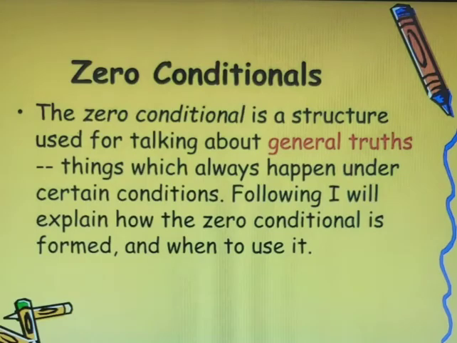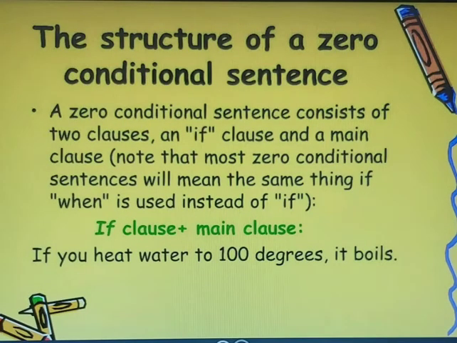Zero conditionals. The zero conditional is a structure used for talking about general truths, things which always happen under certain conditions. Following, I will explain how the zero conditional is formed and when to use it. The structure of a zero conditional sentence.